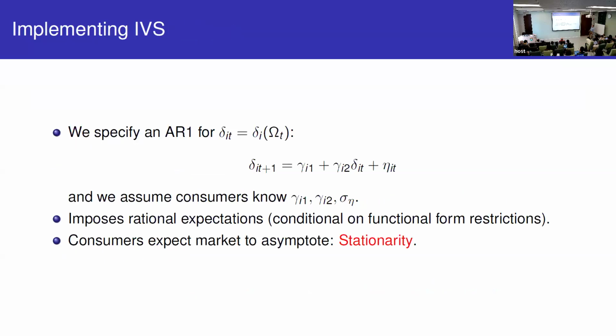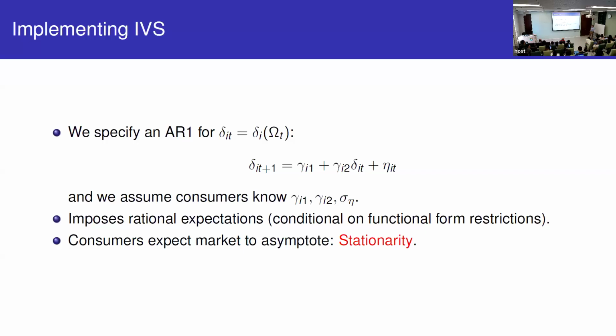In practice, how are they going to make the predictions? We can compute delta in every period, and assume that consumers use an AR1. So we'll assume that they just apply an AR1 to this and make a prediction. They use these parameters, gamma and sigma being the variance of this eta, to make all their predictions going forward. So formally, we're making a rational expectations assumption, but within this restriction of using this functional form.